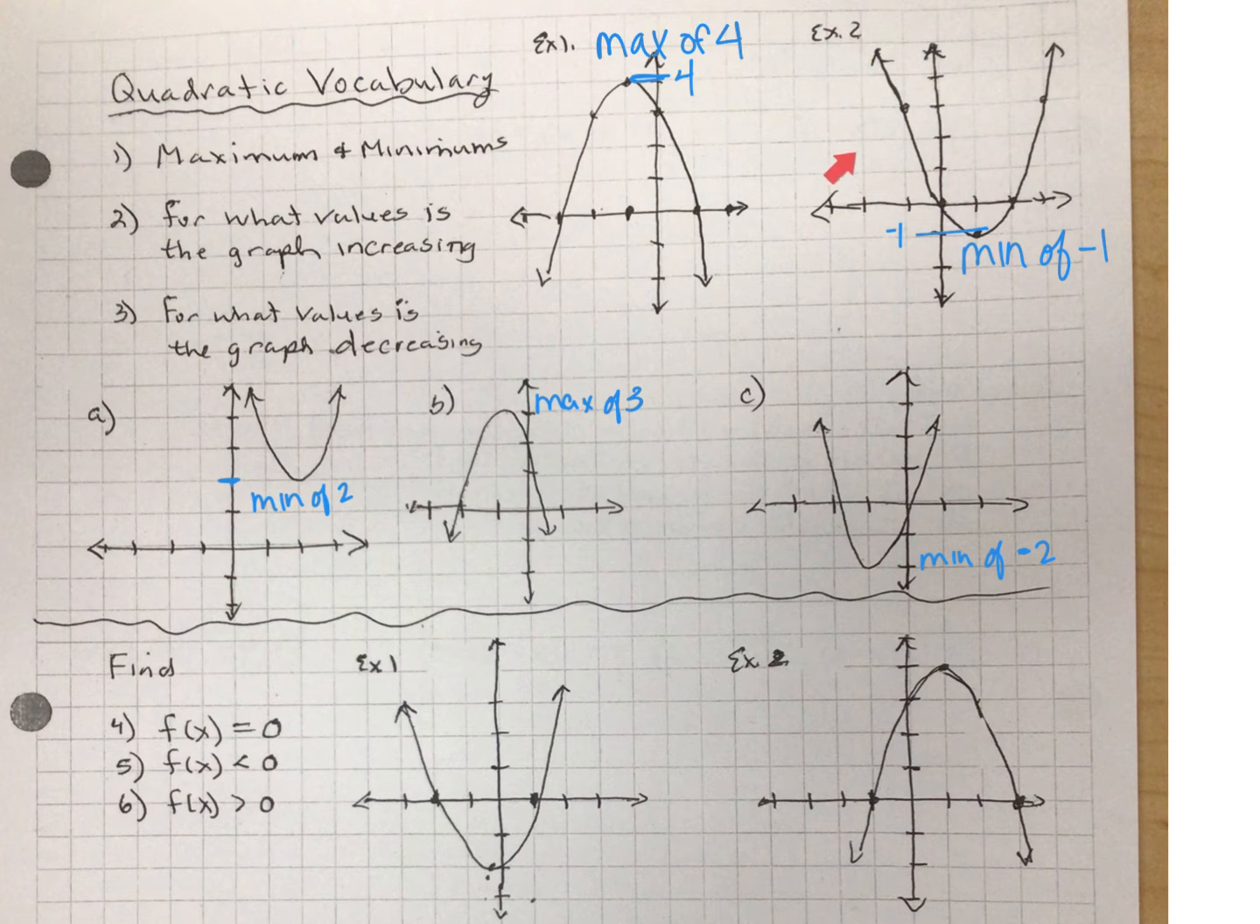It's decreasing, and then it stops, and then it's increasing. So we describe this as the x values for which the graph is increasing or decreasing. Our x values are divided up by the axis of symmetry. The graph does both, right? The graph increases and then decreases if it's a maximum. It decreases and then increases if it's a minimum, right?